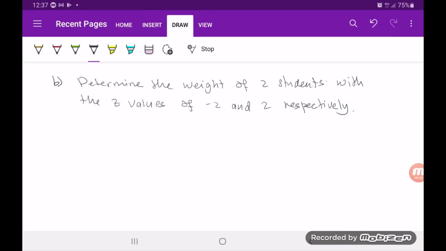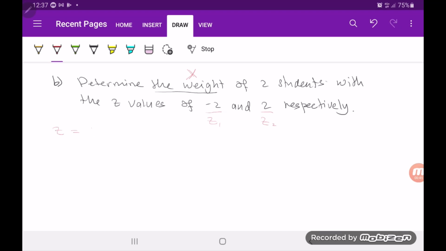And then going to question B, to determine the weight of two students with the z values of -2 and 2 respectively. Here you want to find the value of x, where the value of z is given. This is the value of z for student number 1, and this is the value of z for student number 2. Just use this formula.